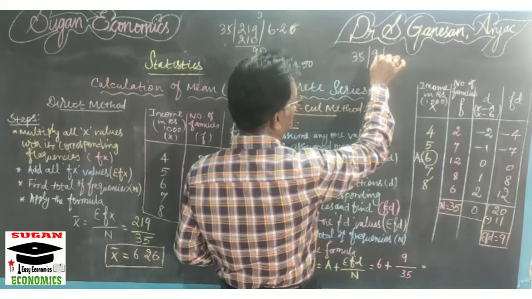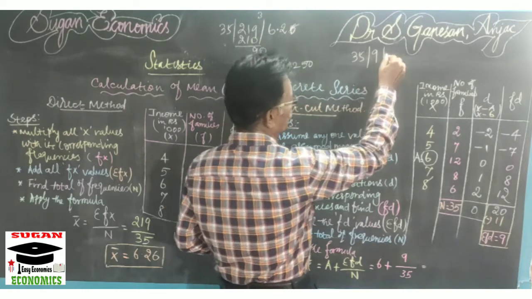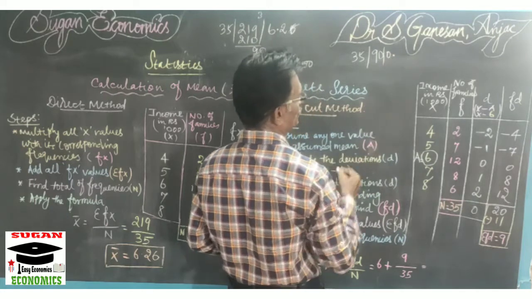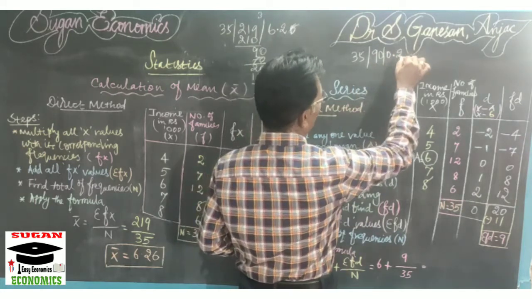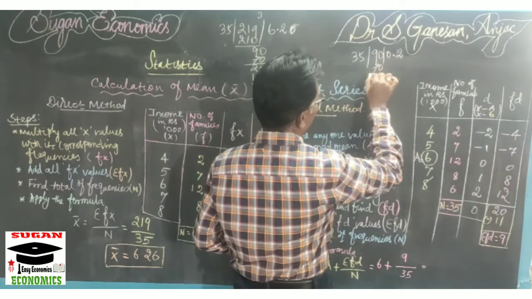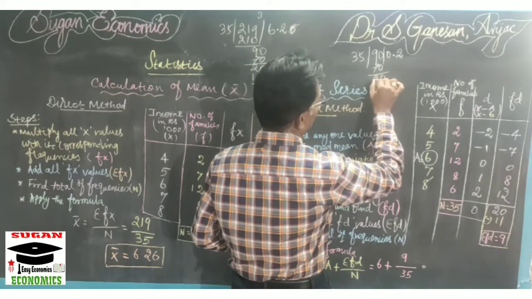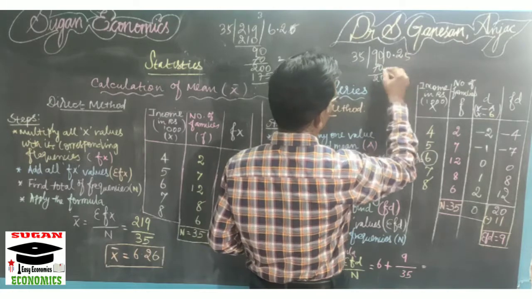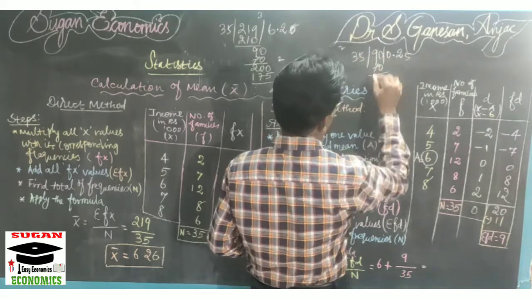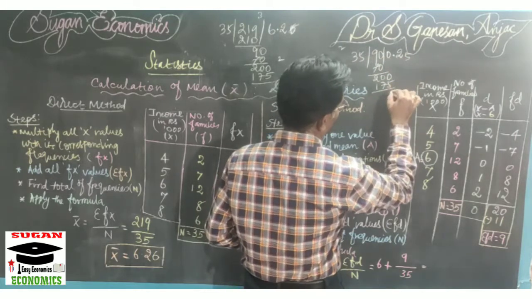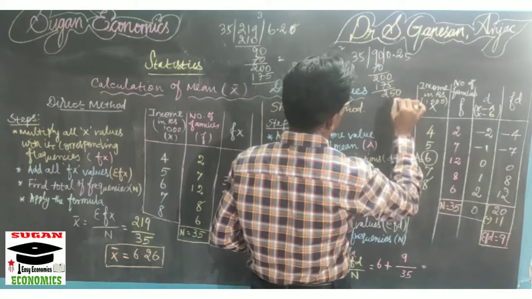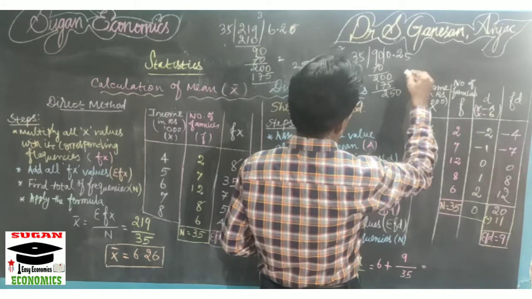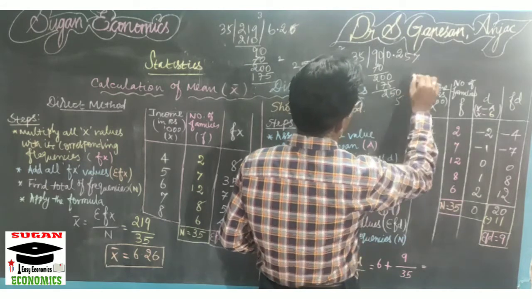9 is a lesser number compared to 35, so you put 0 point. Here you add a 0, so now it is 90. 35 twos are 70, you take the difference, 20. You add a 0, so 200. 5 times 35 is 175. Now you take the difference, 25. Put 0 here, so 250.